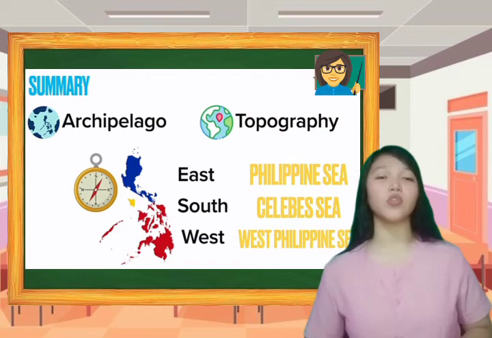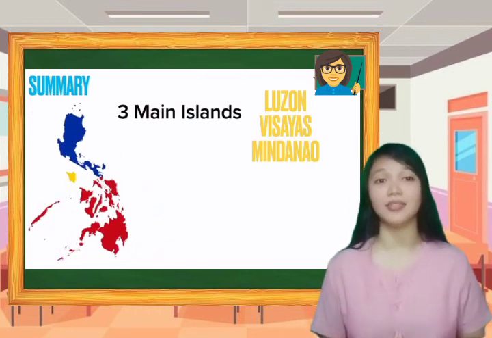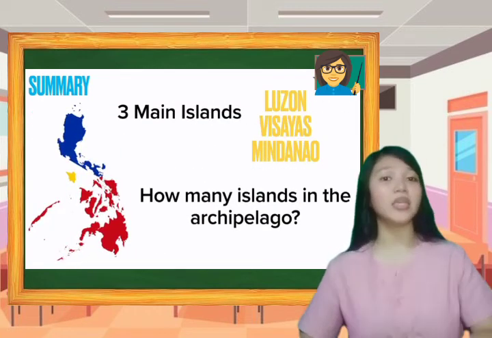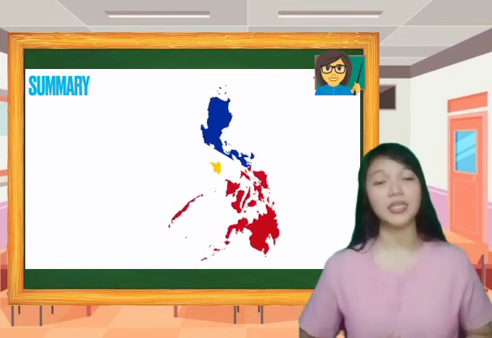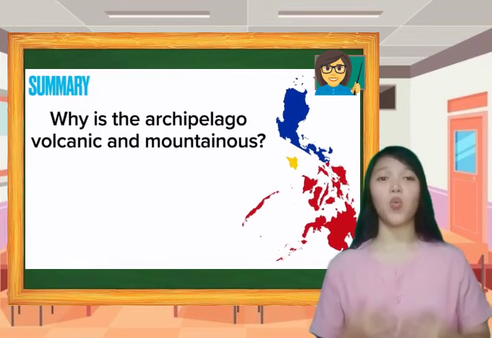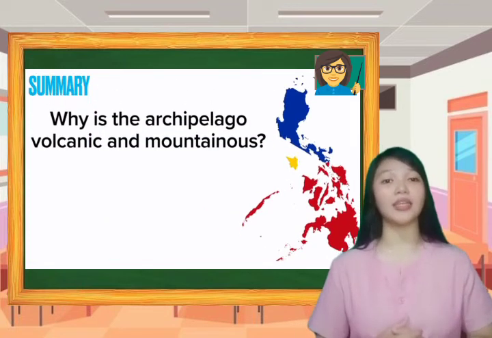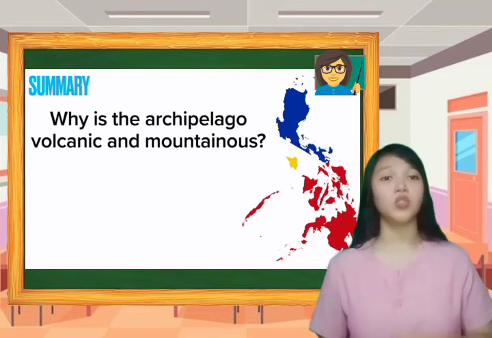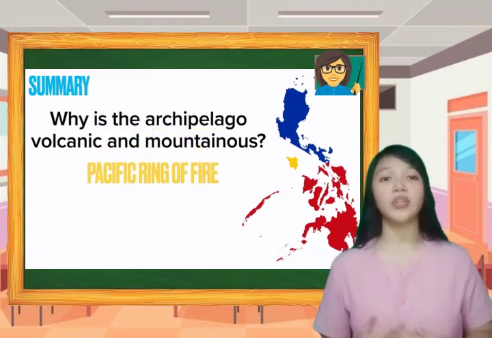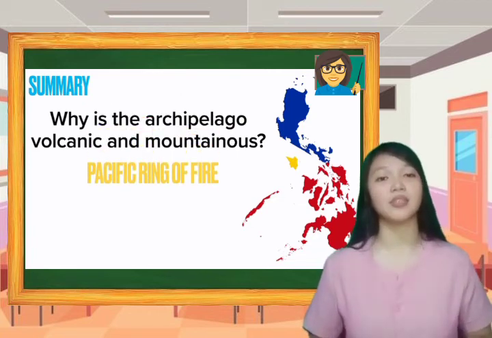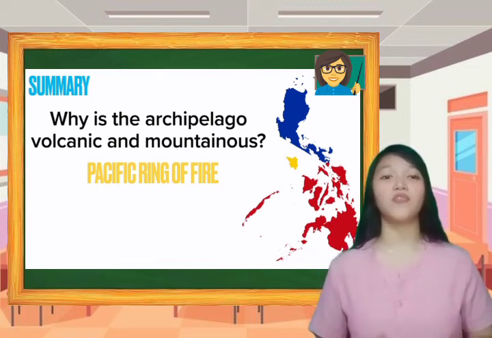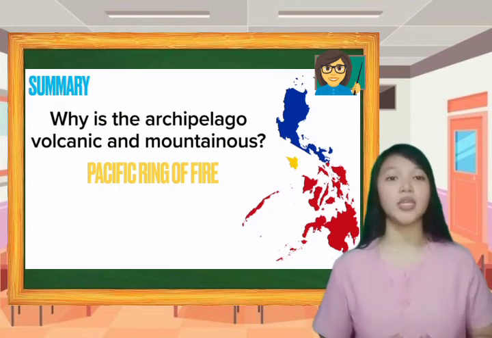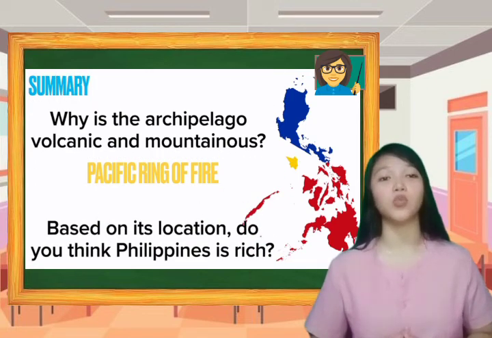Philippines has 7,641 islands with 3 main divisions, namely Luzon, Visayas, and Mindanao. So why is the archipelago volcanic and mountainous? Due to the location of the Philippines along the Pacific Ring of Fire, where different geological processes are active, the country has varied topographic features. That is why it is volcanic and mountainous.